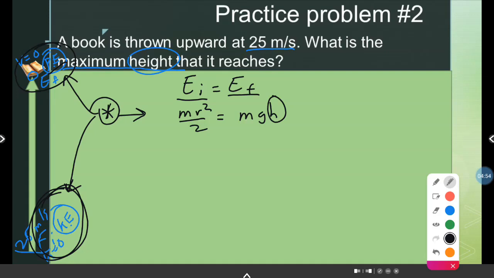Valls, we can't solve this because haven't you noticed that we don't have mass. It's not there. Yes, you're right. But here's the cool thing about conservation of energy problems. It doesn't really matter what the mass is, to make a long story short. If I divide by mass on both sides algebraically, it simply goes away. And it doesn't matter what the mass is.